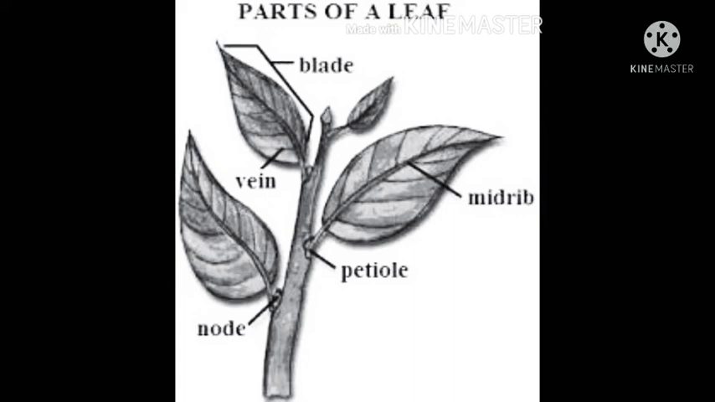Okay children, now let's study about the leaf. We know it is a flat green outgrowth of a stem. It grows from a node and bears buds in its axil. Axil means the point which is attached to the stem.